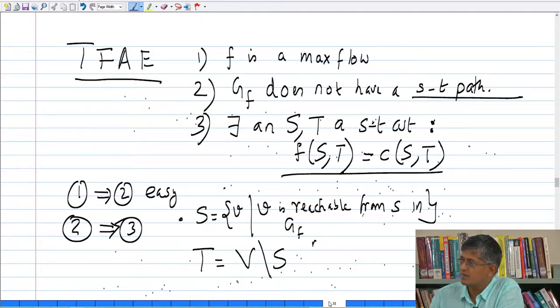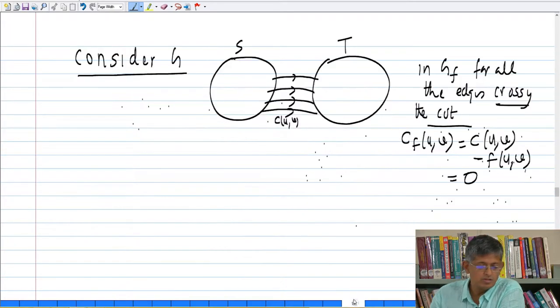So G_f does not have an augmenting path. So what do you do? You start at s and you group all the vertices which are reachable from small s, and you call that capital S. The complement is called T. Take this partition and go to G. In G, it would have looked like this. Some edges are all there, and they all have some capacities. They might even be zero, doesn't matter. In G_f, all these edges have vanished. Otherwise you would have found one more vertex, which you put inside T, which should have been in S. All these edges are not there. Their residual capacity is zero.